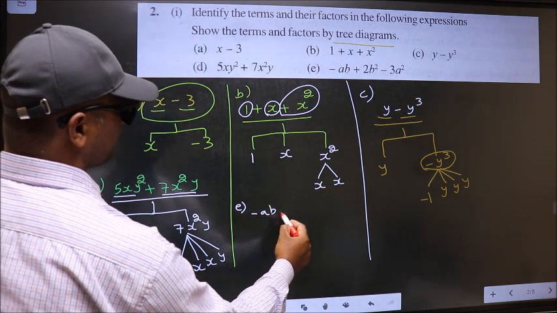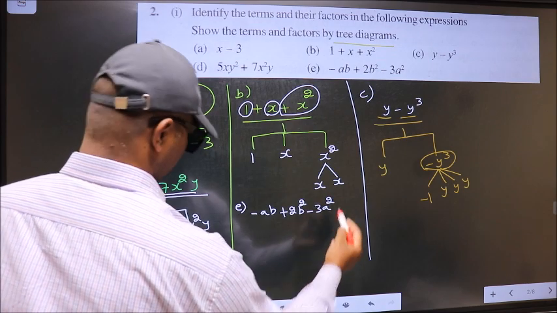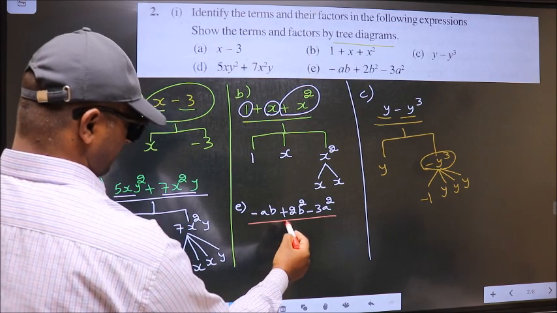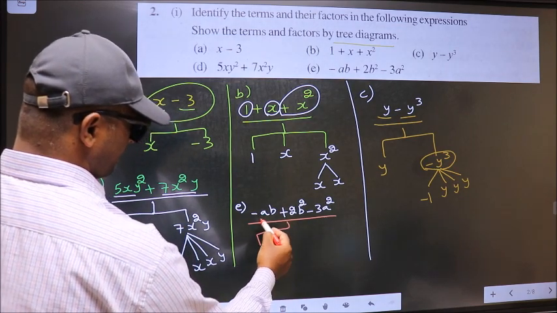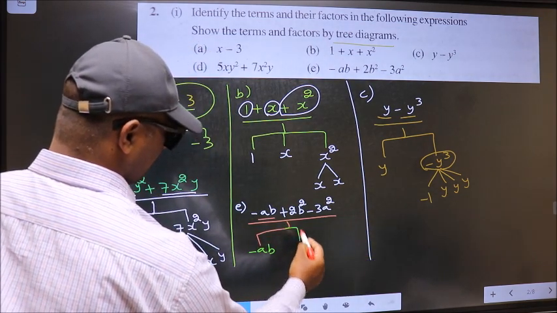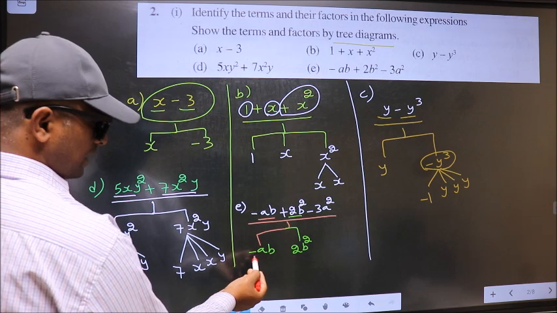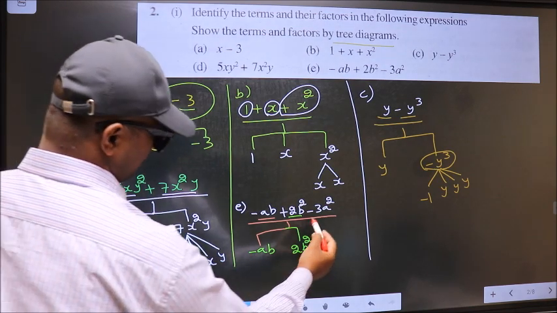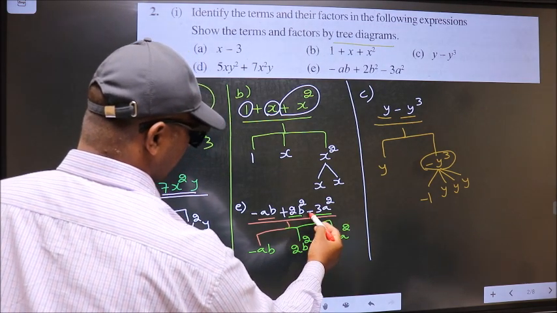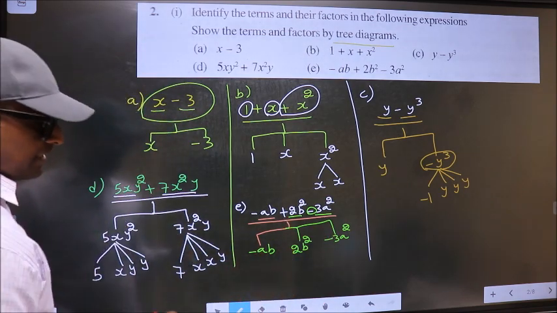Minus AB plus 2b square minus 3a square. In this expression, the terms are this minus AB, next plus 2b square, we don't need to specify plus, but if it is minus, compulsory place negative, and this one minus 3a square. If you have negative, compulsory you should put negative. Positive, even if you don't write, doesn't matter.